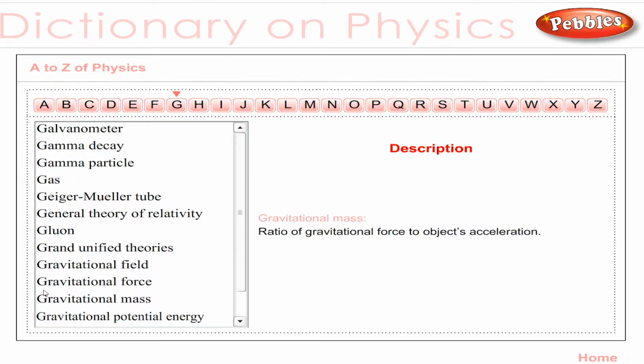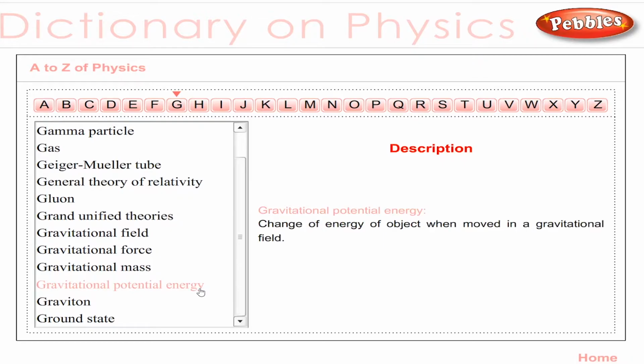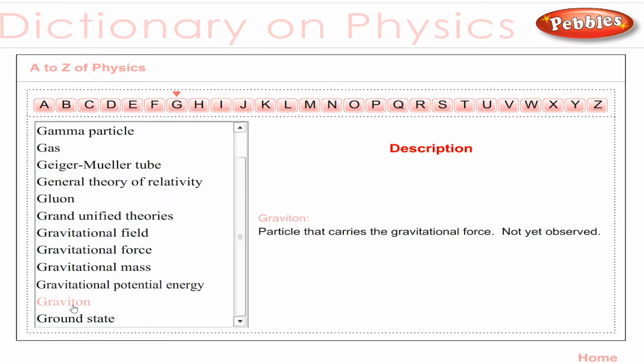Gravitational mass. Ratio of gravitational force to object's acceleration. Gravitational potential energy. Change of energy of object when moved in a gravitational field. Graviton. Particle that carries the gravitational force. Not yet observed. Ground state. Lowest energy level of an electron in an atom.